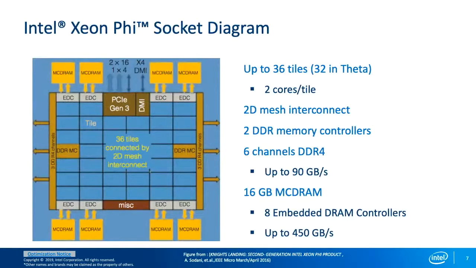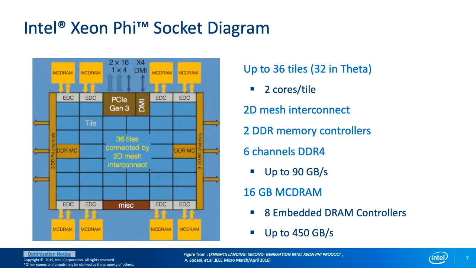The socket itself is made up of 32 tiles in this case. It says up to 36 tiles because other SKUs, other parts, can have more active tiles. On Theta, you have 32. Each tile is composed of a couple of cores and a shared L1. These tiles are connected with a 2-dimensional mesh interconnect that handles all the core-to-core communication. And you have 2 DDR memory controllers for a total of 6 channels, 3 per controller. That should give you around 90 gigabytes per second to DDR when you go to DDR4.